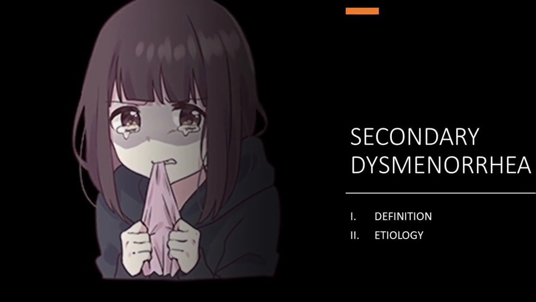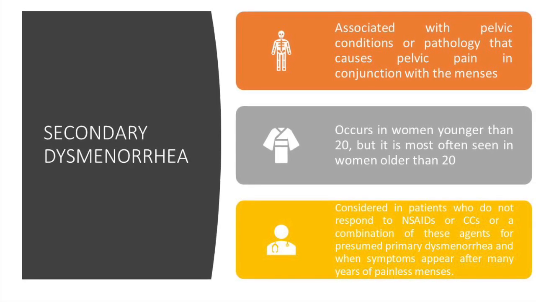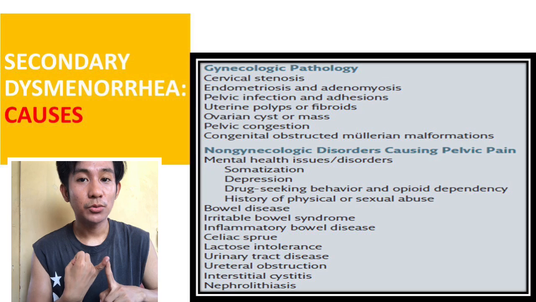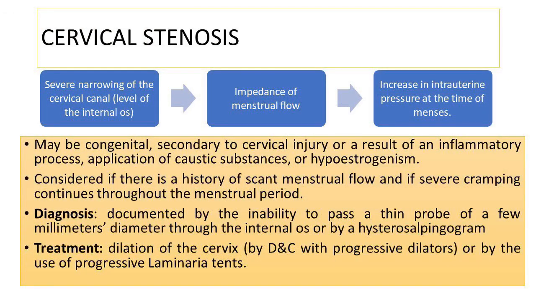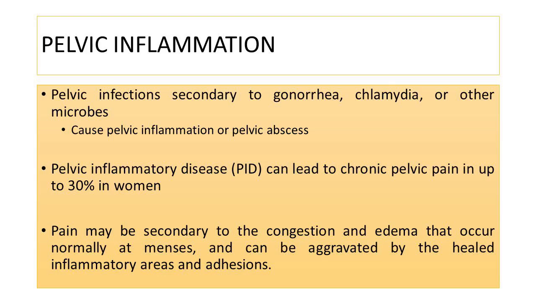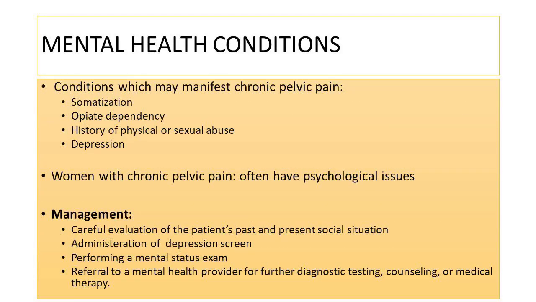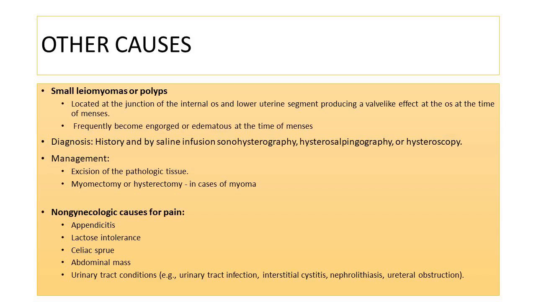We can now move on to secondary dysmenorrhea. As I have said, this is associated with pelvic pathology or pelvic conditions, which could be gynecologic or non-gynecologic. I'm only highlighting some of these. So, we have already discussed secondary dysmenorrhea.